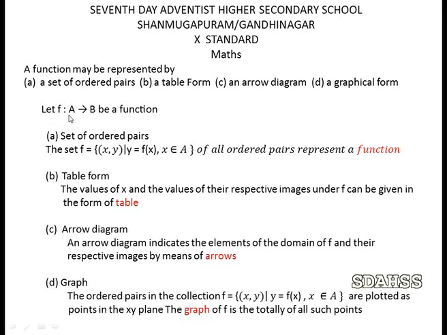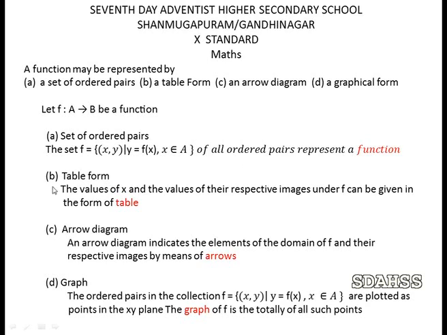Set of ordered pairs. Let f: A → B be a function. The set f = {(x, y) : y = f(x), x ∈ A} of all ordered pairs represents a function.